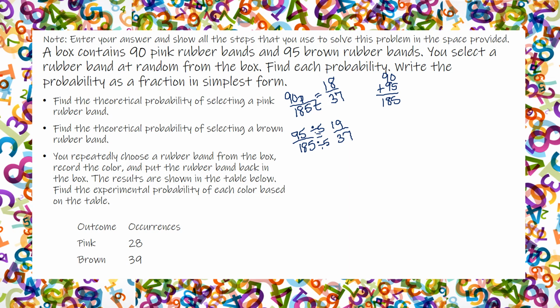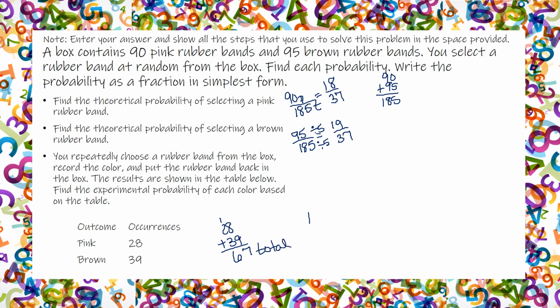Okay, so then we can go to our third one. You repeatedly choose a rubber band from the box. Record the color and put it back. The results are shown in the table below. Find the experimental probability of each color based on the table. So we had 28 pink and 39 brown. So we need to find the total number of times that they drew. And we're going to do that by adding 28 and 39. So 8 plus 9 is 17. We carry a 1. 2 plus 1 is 3 plus 3 is 6. So 67 is the total.